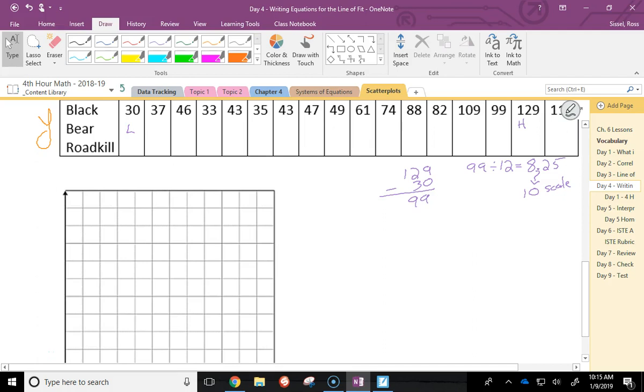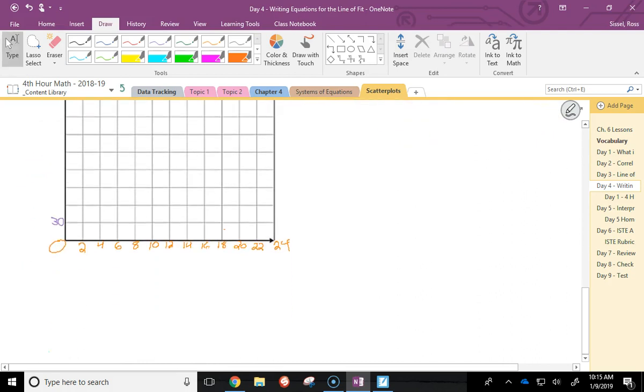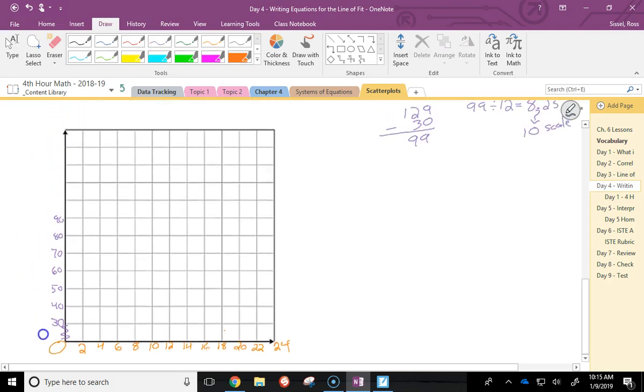All right. What do we do when we don't follow our scale on the very first line? Yeah, we do our little squiggly line. It shows anyone reading our graph that we compressed our information for a little bit. Then I'm just going to go ahead and do my scale. 40, 50, 60, 70, 80, 90, 100, 110, 120, 130, 140.